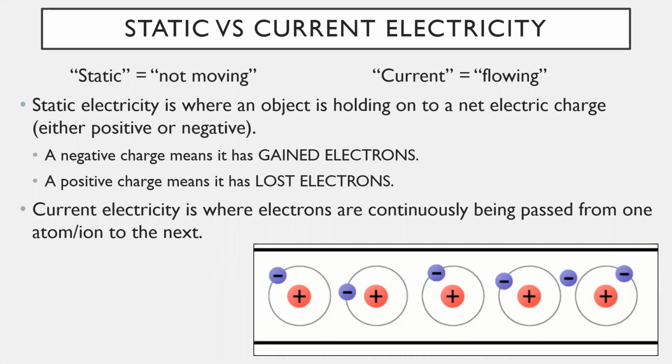So static electricity, again, is where an object is holding on to a net electric charge, it could be either positive or negative. If you're wondering how to predict whether something has a positive or a negative charge, it's pretty complicated, and we don't really need to know how to determine that, of course, but you need some other sort of test charge, or you'd have to have some way of controlling where your electrons are going, if that makes sense.